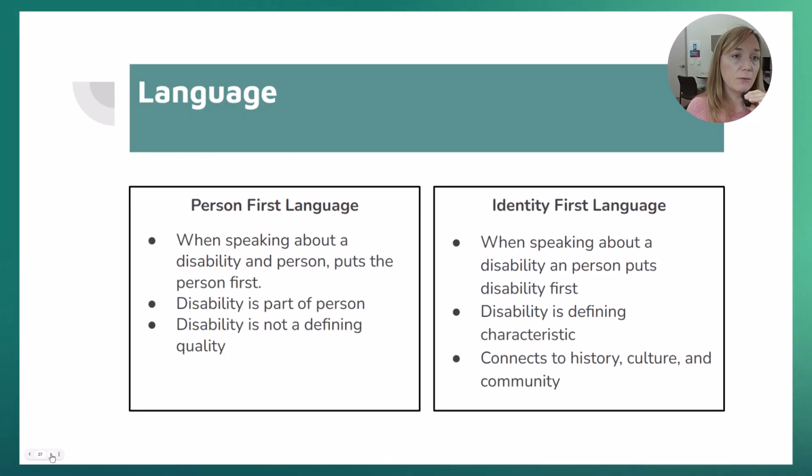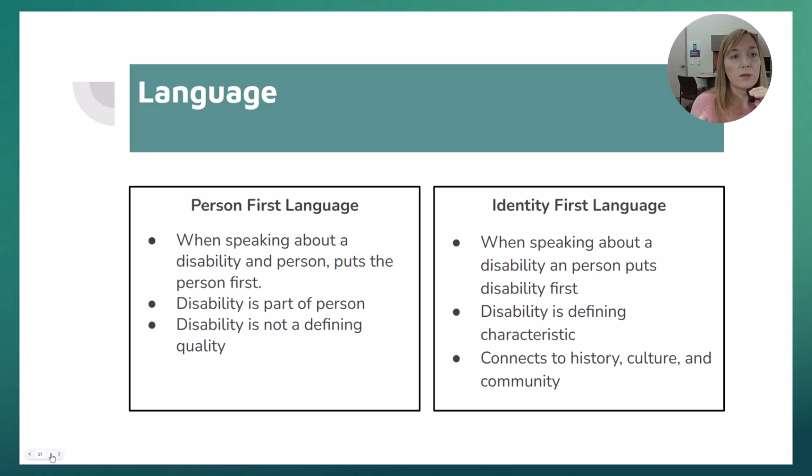Now, there's different types of language we can use when we think about disabilities. The first one I want to cover is called person-first language. And the idea behind person-first language is that the disability is part of them. It does not define them. So if we were talking about somebody with Down syndrome, we would say a person with Down syndrome. Autism, we'd say a person with autism.